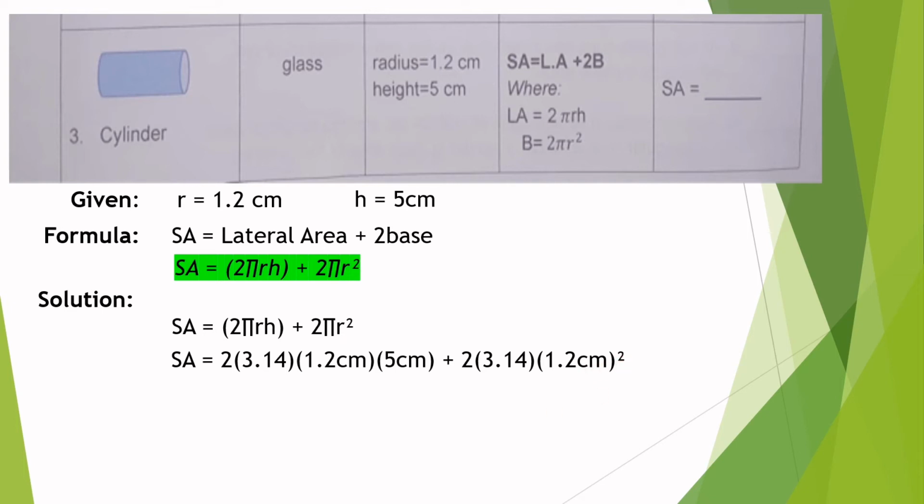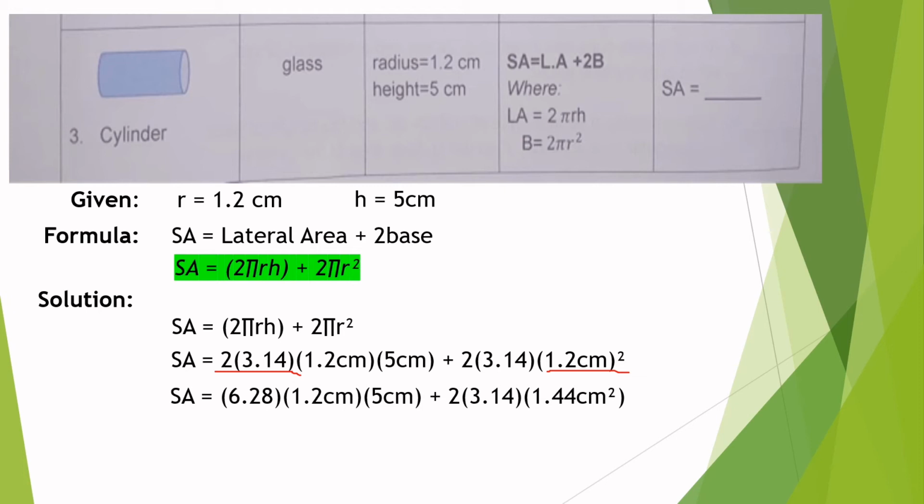First, we will perform the number with an exponent, applying the rules of order of operation or PEMDAS. So we have 1.2 squared. And in here, since it is multiplication, we will do it in order. So 2 times 3.14, we have 6.28 multiplied by 1.2 centimeter times 5 centimeter plus 2 times 3.14, and of course the exponent 1.2 centimeter squared is equal to 1.44 centimeter squared.